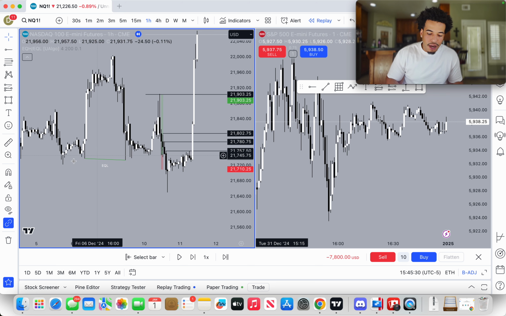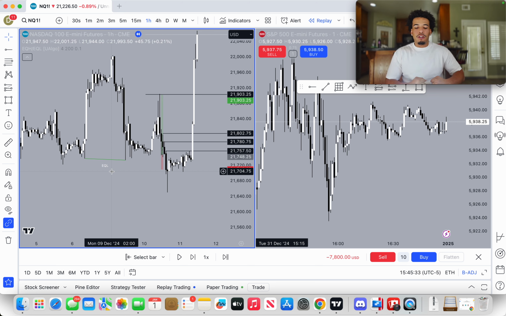So once all those areas are invalidated, that means all those people that went long because they're support and resistance traders, supply and demand traders, their stop loss is getting hit. The retail traders are getting cooked. They're getting hit by that, right? They get swept. They get out of there.